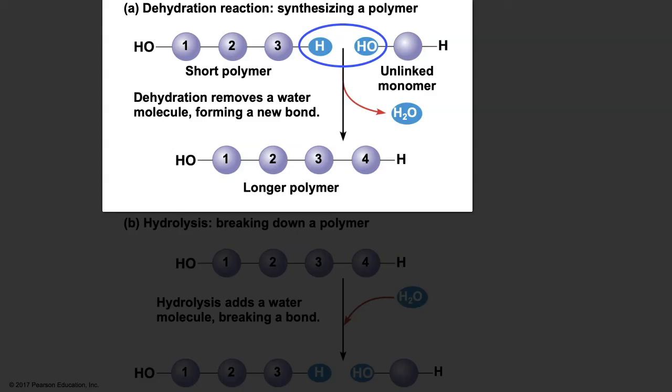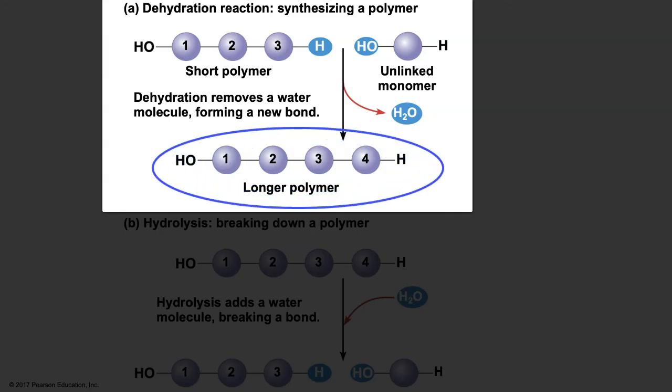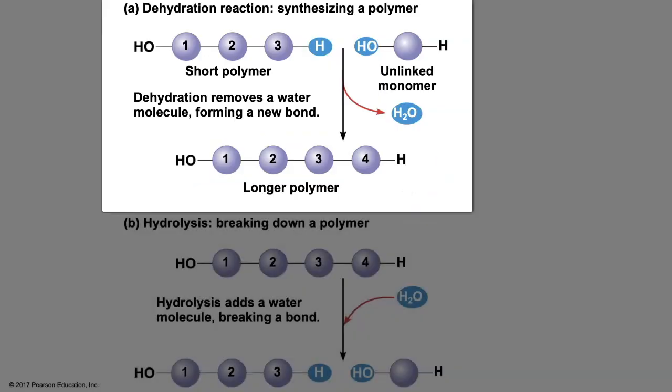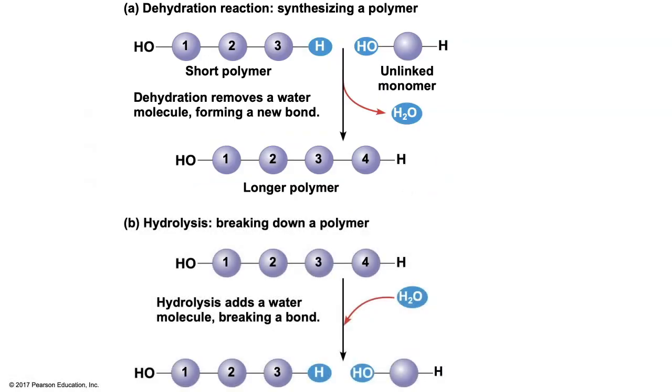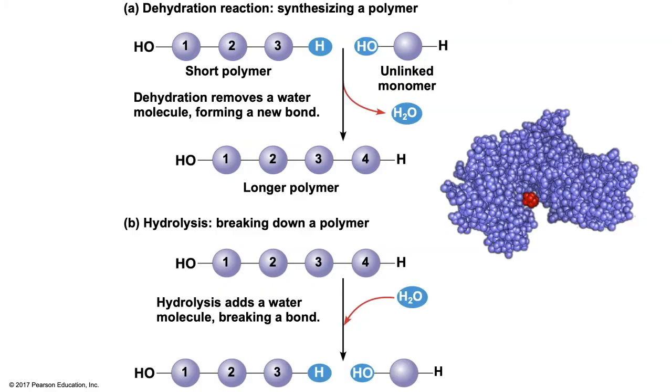Together, that H and OH will form that water molecule, H2O. This is the dehydration reaction, the loss of a water molecule when monomers bind together. And you know what the word dehydration means, so that's what's happening here. We're losing water. The result is a polymer consisting of 4 monomers and the release of that water H2O molecule. And remember, this reaction is catalyzed by an enzyme. This is how we assemble polymers.